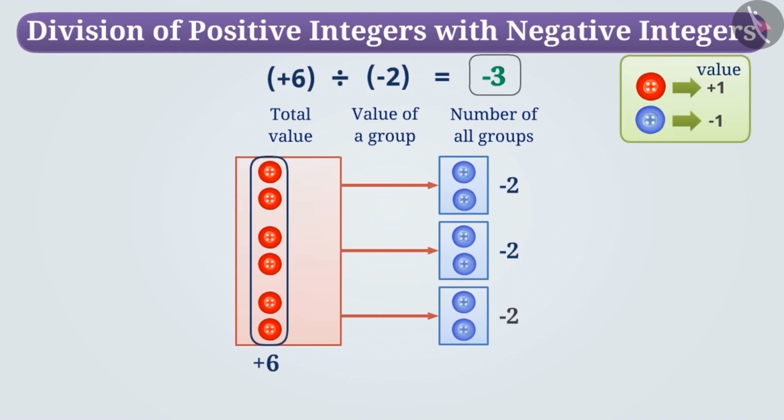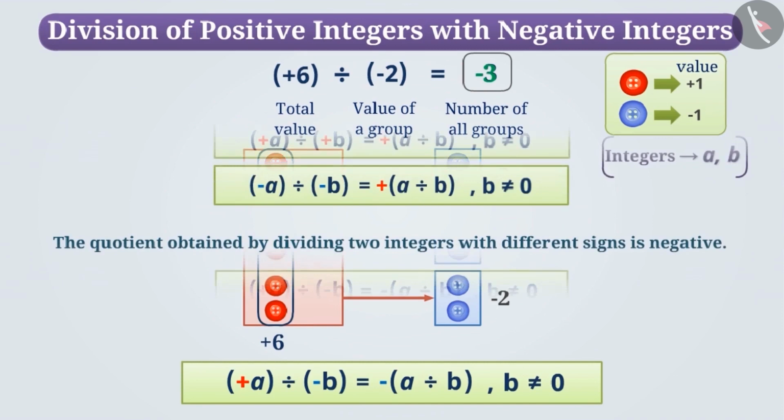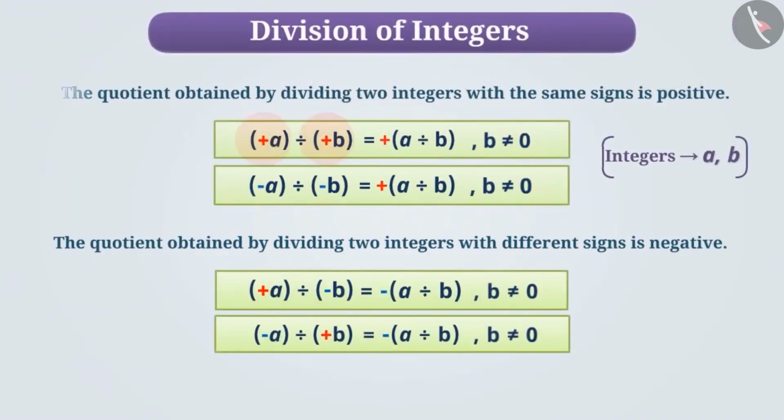In broad terms, we can say that the quotient obtained by dividing a positive integer by a negative integer is negative. Your divisor cannot be 0. In this way, you must have understood by now that the quotient obtained by dividing two integers with the same signs is positive, and the quotient obtained by dividing integers with different signs is negative. Note that in any case, the divisor cannot be 0.